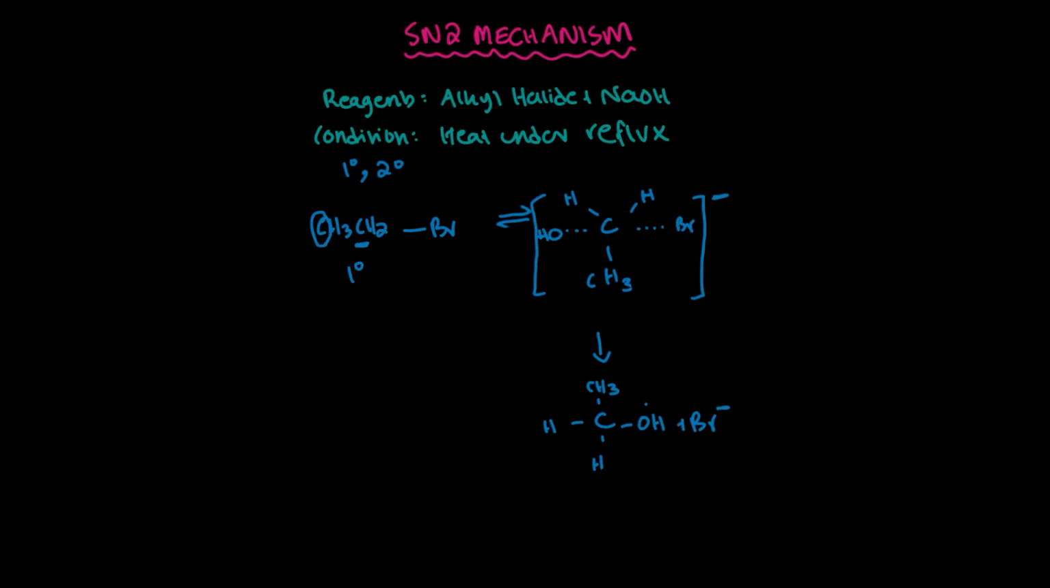Now in this reaction, bromine is more electronegative, so it's going to have a partial negative charge, and carbon is going to have a partial positive charge. What's going to happen is your nucleophile, which is OH, which has one lone pair, is going to be attracted to this carbon atom. And this is going to result in a pentavalent transition state.